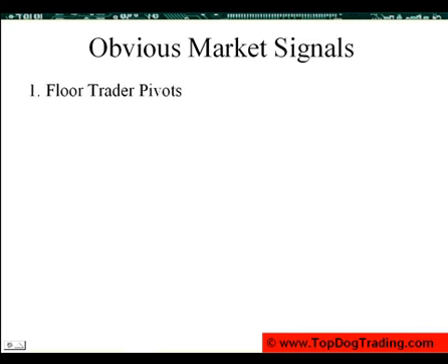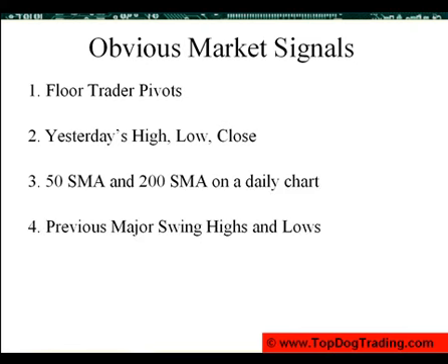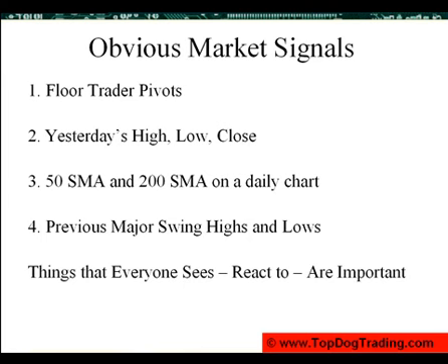So the obvious market signals are things like floor trader pivots, yesterday's high, yesterday's low, yesterday's close, the 50-period simple moving average and the 200 simple moving average on a daily chart, previous major swing highs and lows, and by that I mean ones that just pop out of the chart. You're looking at a chart and they just really catch the eye. Anybody would immediately recognize, okay, there's a high, there's a low, very obvious ones. So the obvious market signals are things that everybody sees.